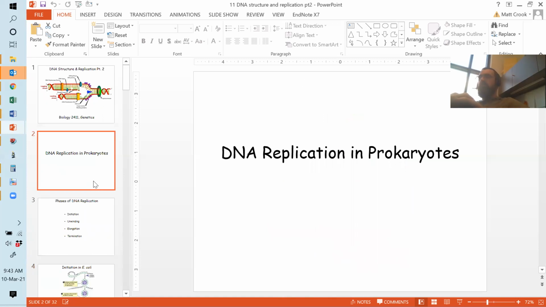Okay, so we're just going to finish up the rest of the class, starting DNA replication in prokaryotes. And the reason why we talk about prokaryotes is because they're a little bit simpler and have, by and large, the same mechanism and components. They just have a few of them.